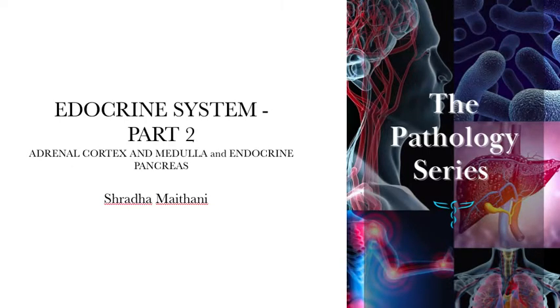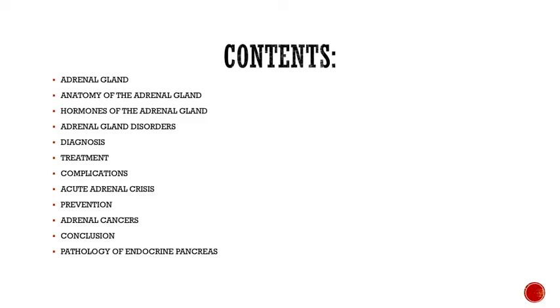I'm a fifth year medical student and I'm going to be talking about endocrine system part 2, and we're mainly focusing on adrenal cortex and medulla and endocrine pancreas. Today we'll be talking about adrenal gland, anatomy of the adrenal gland, hormones of the adrenal gland, disorders, diagnosis, treatment, complication, acute adrenal crisis, prevention, adrenal cancers, and the conclusion of pathology of adrenal gland and also pathology of endocrine pancreas.